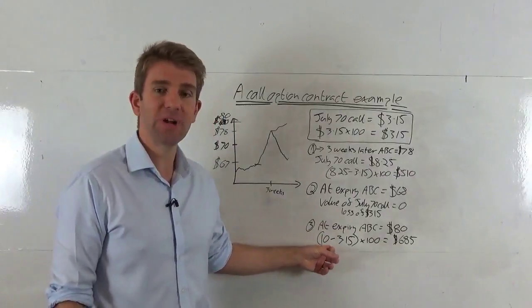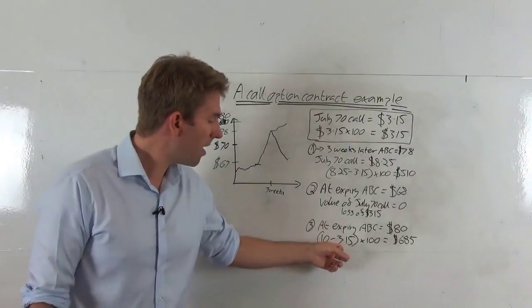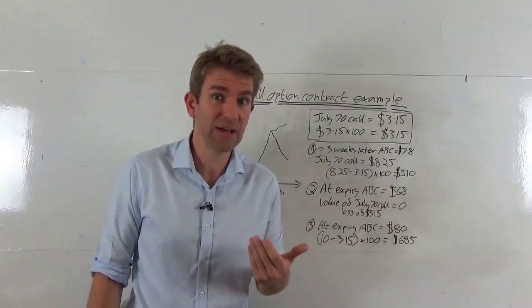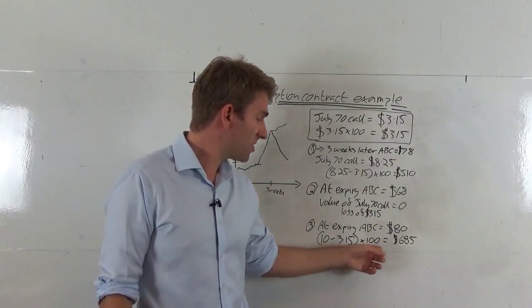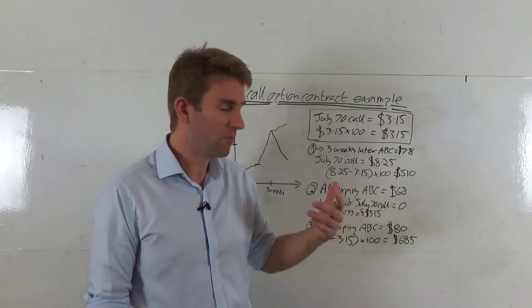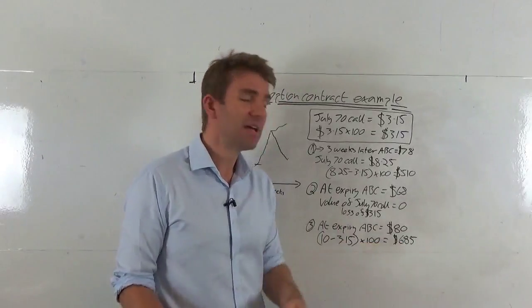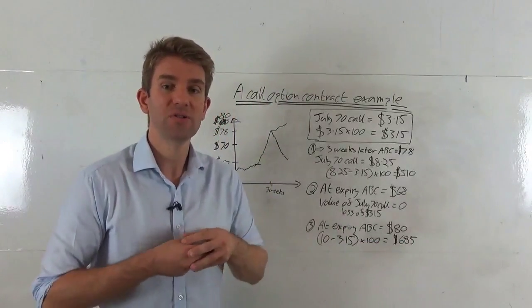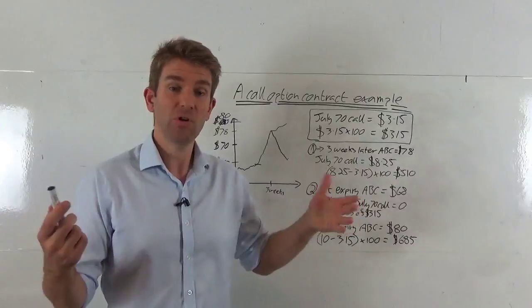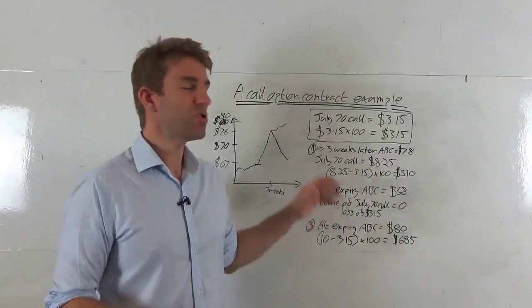So the price of that option at expiry is $10, minus the $3.15 that we had to pay for it in the beginning, don't forget, times 100 shares, one option contract is 100 shares, we've made $685 in profit. Very good, great, all works very well. So those are just some examples.